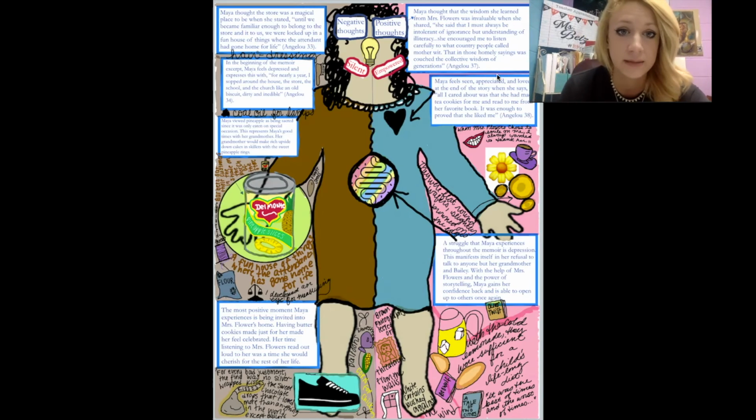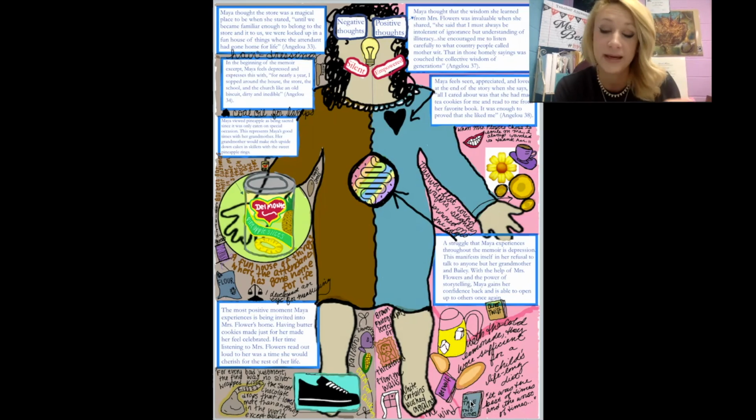And so, again, near the head, I have thoughts that she was having, pulled as a quote. Near the heart, how she was feeling, pulled as a quote. I have an explanation of my symbol. I have an explanation of a positive experience that she had. I have symbolism in the background that represents the setting towards the beginning of the novel. And then on the right-hand side, I show her growth.